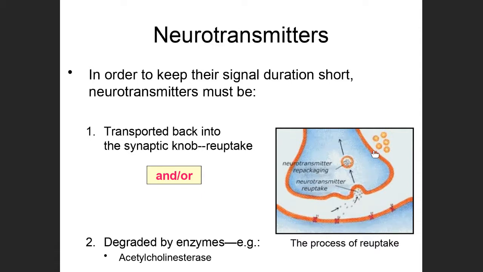So that's a process which is known as reuptake, and we see a lot of the neurotransmitters in the body being cleared from the synaptic cleft so that they're not permanently activating our postsynaptic neuron through this particular process. Another way that we'll sometimes see neurotransmitters being cleared from the synaptic cleft so that they're not constantly, chronically, permanently stimulating that postsynaptic neuron is through degradation by enzymes.